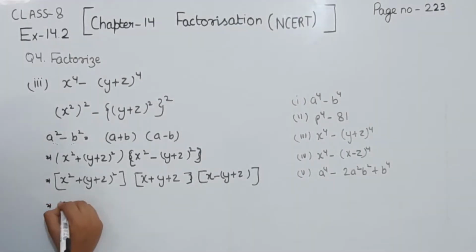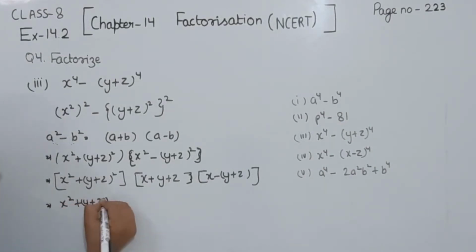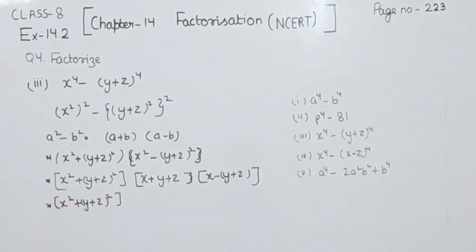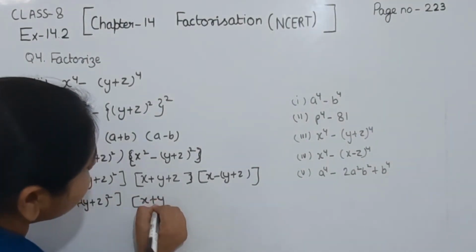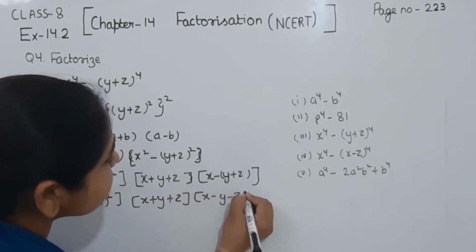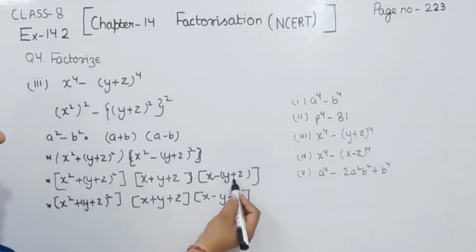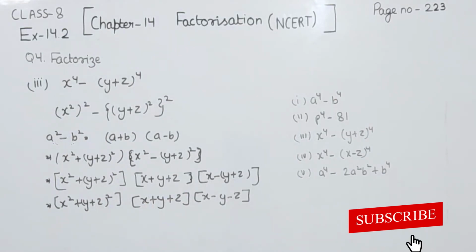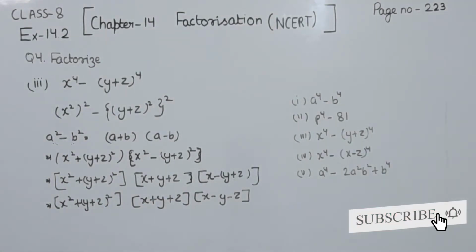So I am going to write here x square plus y plus z. This one is the whole square we are having. And for the next one, I am going to write x plus y plus z, and for this one x minus y minus z. When we open the brackets, the sign inside the bracket will change. So this is the solution we have for part 3.